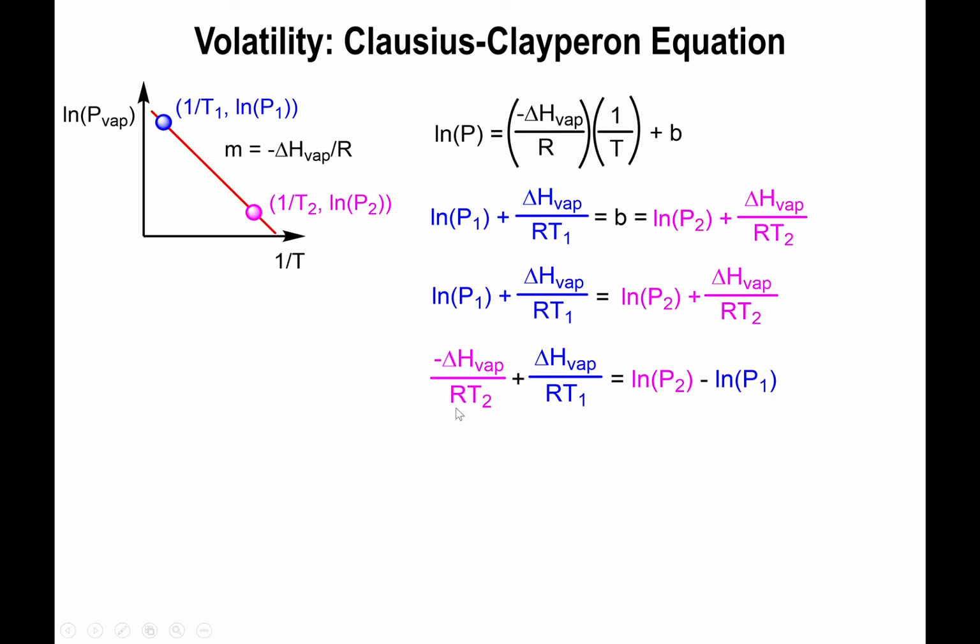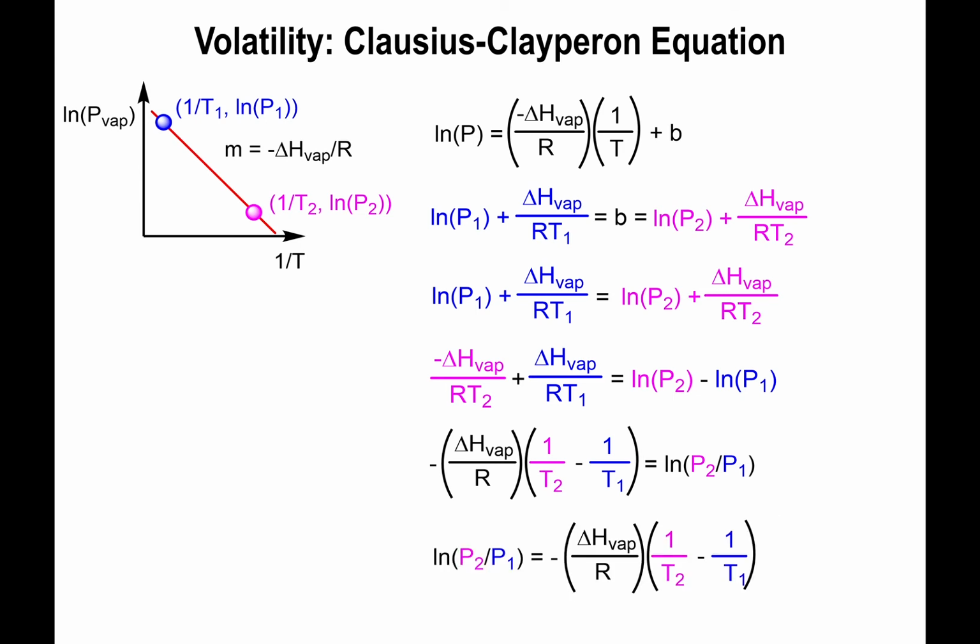And here on the left side, we have delta H VAP over R, which is basically constants. So you can factor that out to ultimately lead to negative delta H VAP over R multiplied by 1 over T2 minus 1 over T1. And over here we have ln of P2 over P1, which, now rearranged in the proper form, is what we call the Clausius-Clapeyron equation.